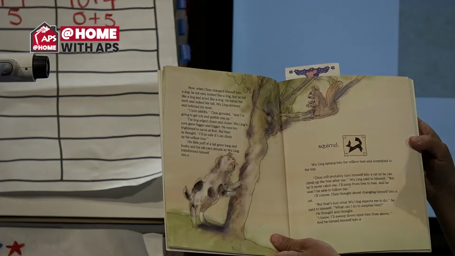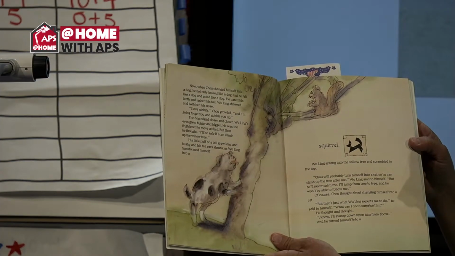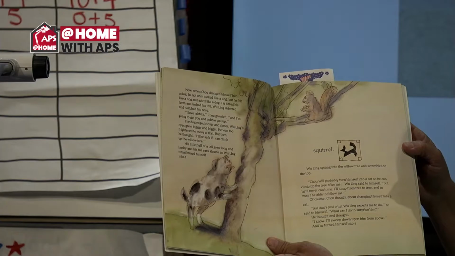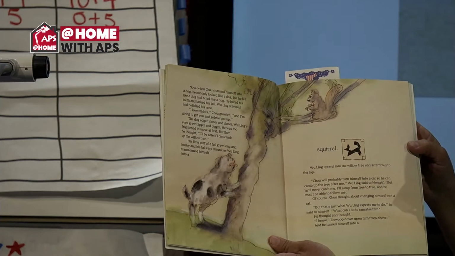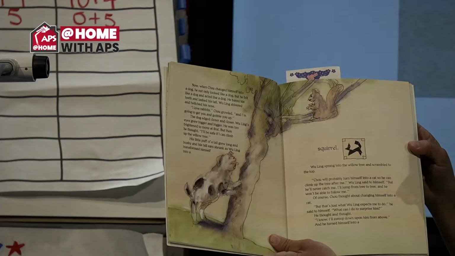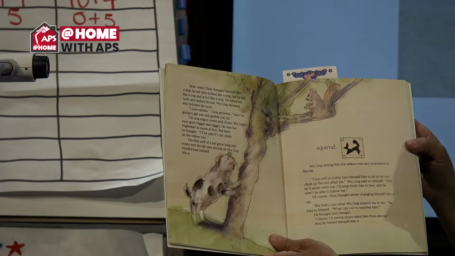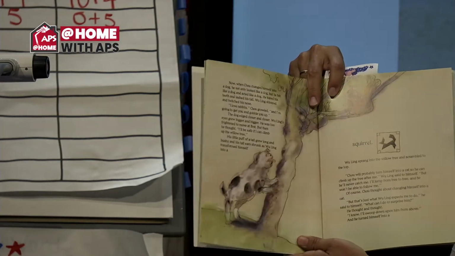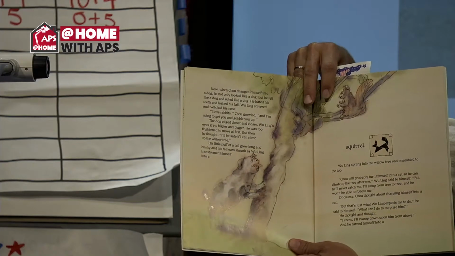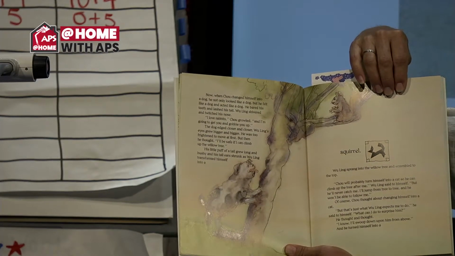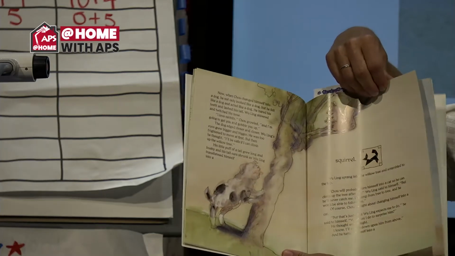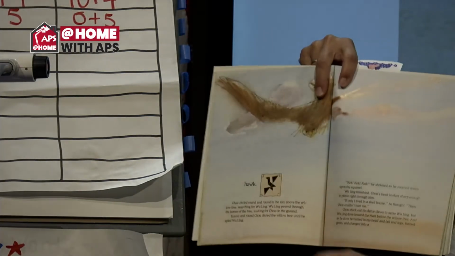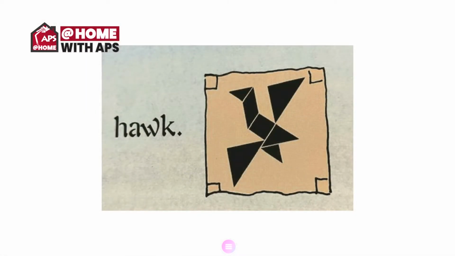Of course, Chow thought about changing himself into a cat. "But that's just what Wu Ling expects me to do," he said to himself. "What can I do to surprise him?" He thought and thought. "I know, I'll swoop down upon him from above." What do you think he's going to change into if he's going to swoop down from above to the tree? Some kind of bird? He turned himself into a hawk.